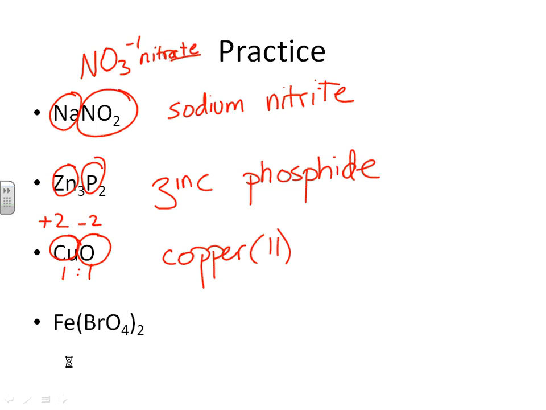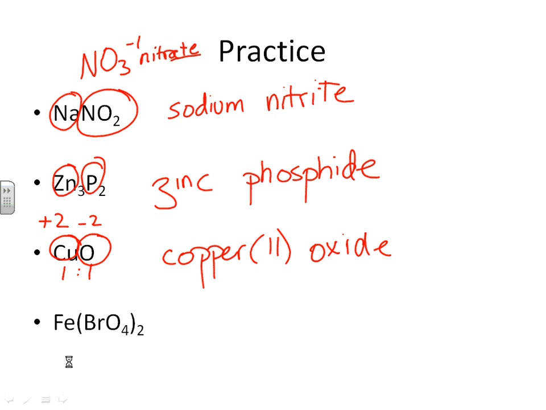This is a binary compound, 2 elements. So I'm going to simply add "ide" to the end of the anion. So oxygen, it's not going to be copper-2 oxygen, it's going to be copper-2 oxide.